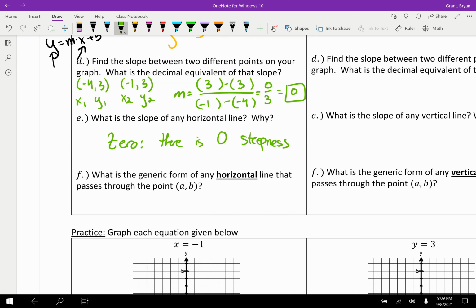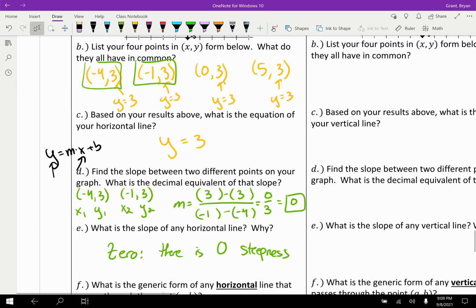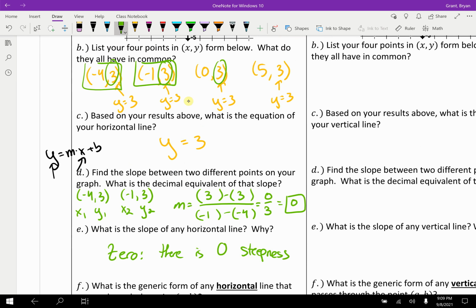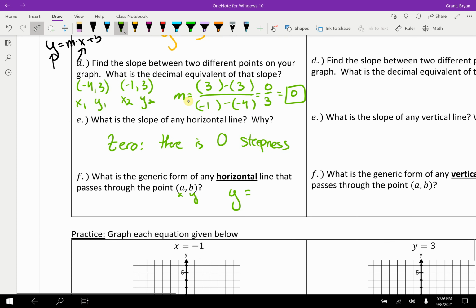What is the generic form of any horizontal line that will pass through the point A, comma B? Well, if A is an x and B is a y, and we know it's on our horizontal line, horizontal always means y, and it's going to pass through whatever y coordinate is here, right? Didn't it pass through each of these y coordinates? So it would just be y equals whatever the y coordinate is. And that's it. That's how easy our line is.